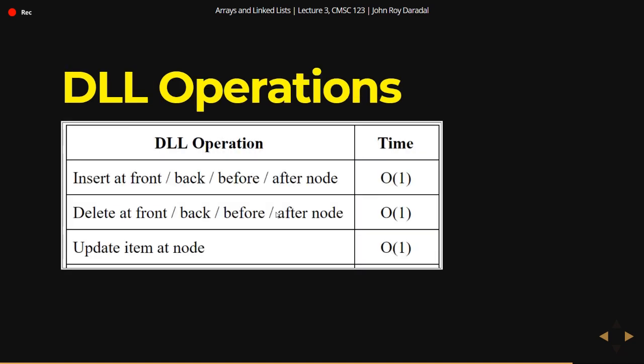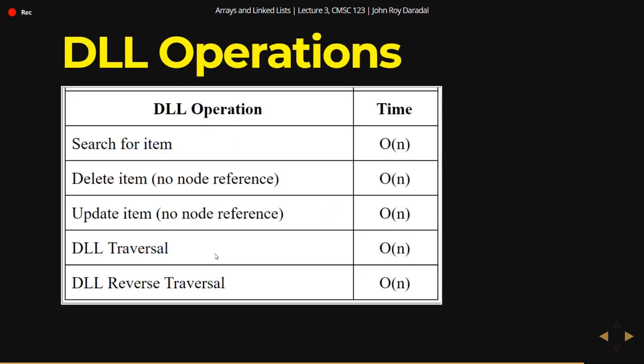Okay, so for DLL operations, inserting at the front, the back, before or after a node takes constant time, since you have access to both previous and next nodes. Same with deleting at the front, back, before or after a node. That's also constant time. If you also want to update an item at a certain node, as long as you have access to the node, you can update the item pretty easily, constant time as well.